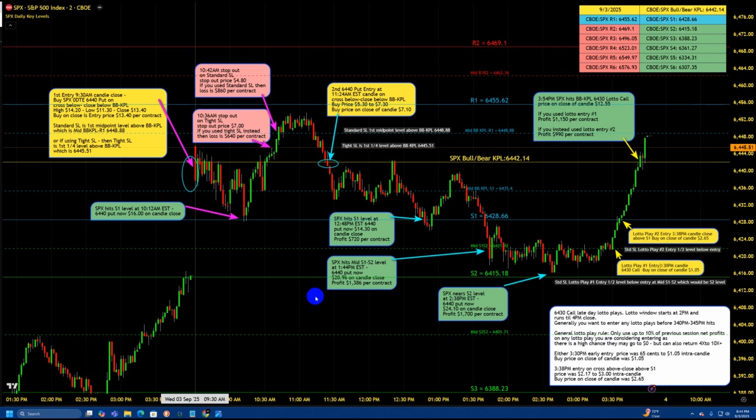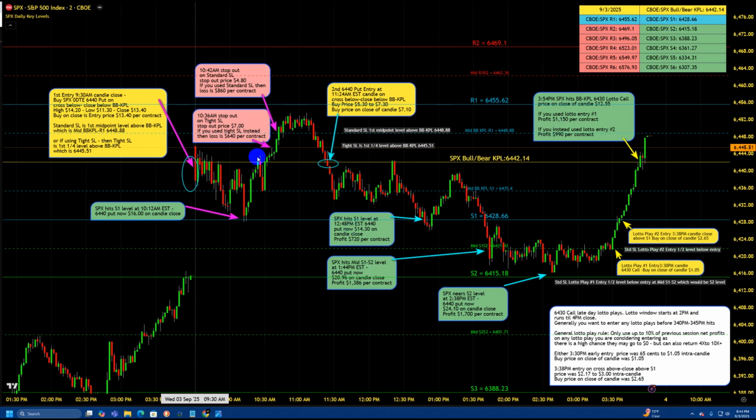In those cases, your stop losses are going to be the same methodology. So you would use on this level here, if let's say that you had a bullish entry from this level here later on the session on a successful retest and close above, your standard stop loss would be the first midpoint level below, and your tight stop loss would be the first quarter level below.